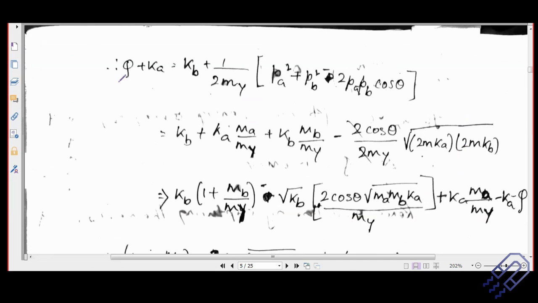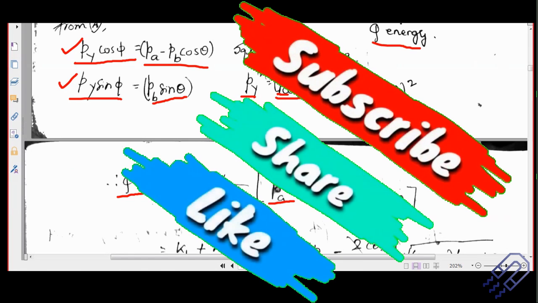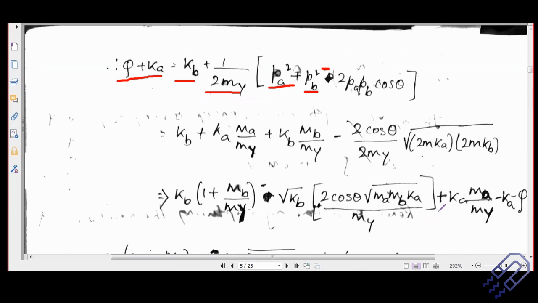Okay. So we have Q plus Ka is equal to Kb plus 1 by 2My, and then we can actually open the bracket. So if you open the bracket, you see this Pa square you'll have. So Pa square is there. And then you can have Pb square cos square theta, and then there is a Pb square sin square theta. So you just add them up. Cos square theta plus sin square theta will become 1. So this is just Pb square. And then of course there is a minus sign because of this, minus of 2 Pa Pb cos theta. So minus of 2 Pa Pb cos theta. Okay. But I suggest that all of you write these things down and practice it on your own. That's very important. Okay, step by step.